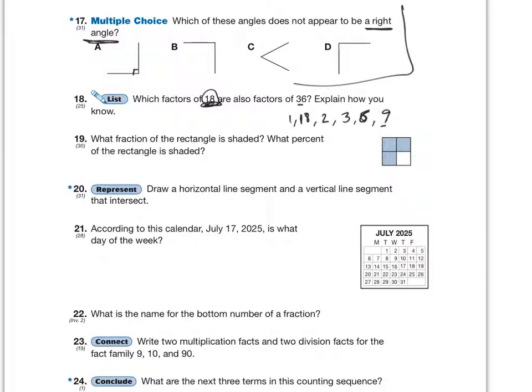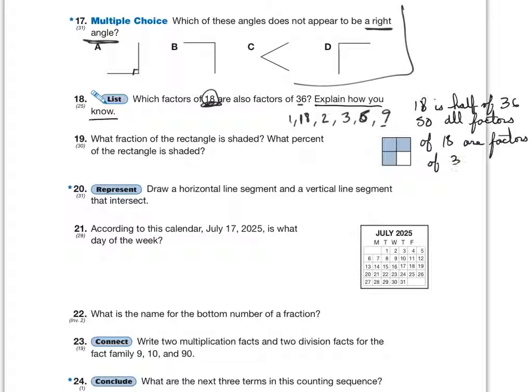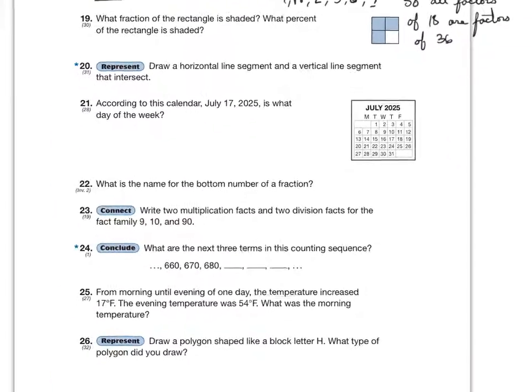All right, number 20. So make sure you explain how you know. I know 18 is half of 36. So all factors of 18 are factors of 36. So you make sure you have that. It says which factors of 18 are factors of 36. There's my first question. And explain how you know. Make sure both of those are in there or you will lose points.